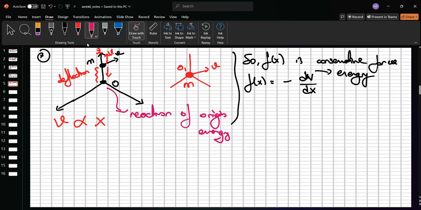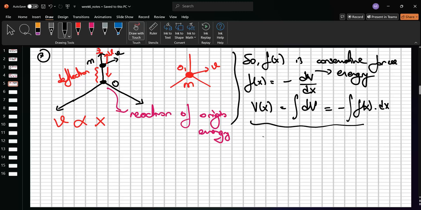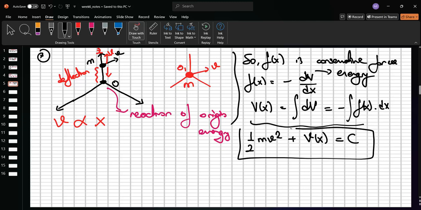And so if this is our equation, x is equal to dv, and also minus fx dx, then we can say that in this formula we get 1/2 m v squared plus V(x) must be equal to the constant value, okay, in here, because this is the kinetic one, this is the potential one.